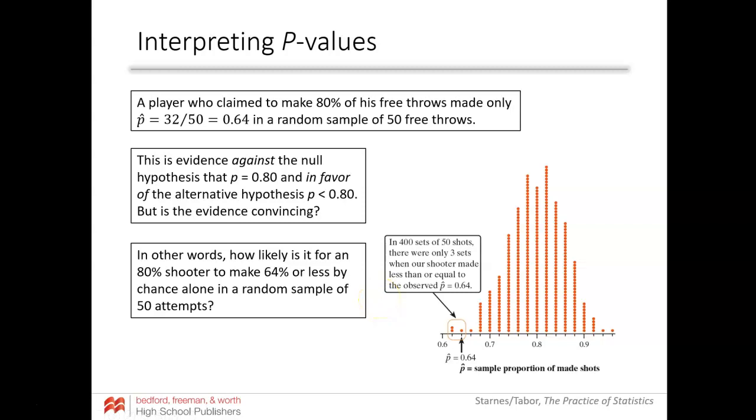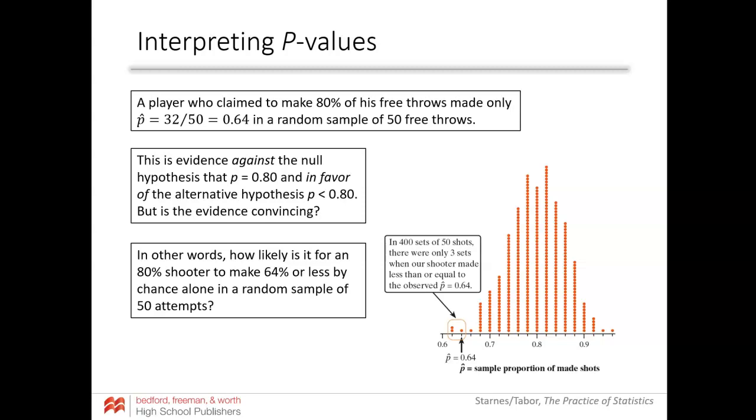Think about that, guys. Think about what percentage that is, and try to relate this to something we've done before in stats. We know on these simulation dot plots that the smaller the percentage, the more unlikely the event is. So we have to think about what that means in context of this problem. So I'm going to keep reading here. It says, in other words, how likely is it for an 80% shooter to make 64% or less when taking a random sample of 50 attempts?